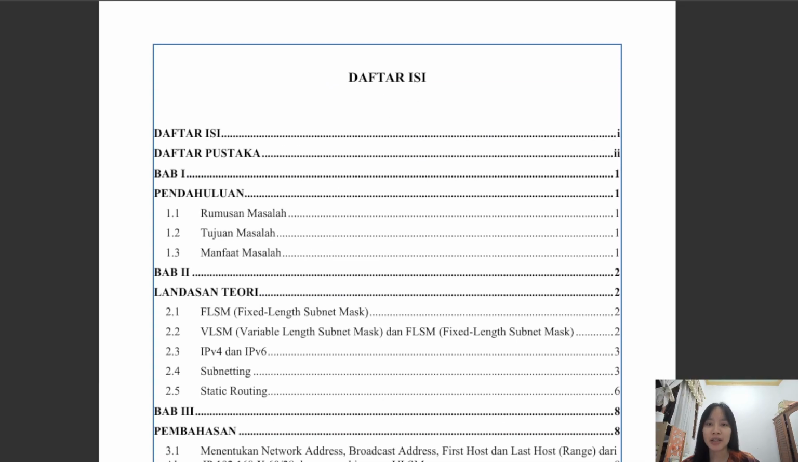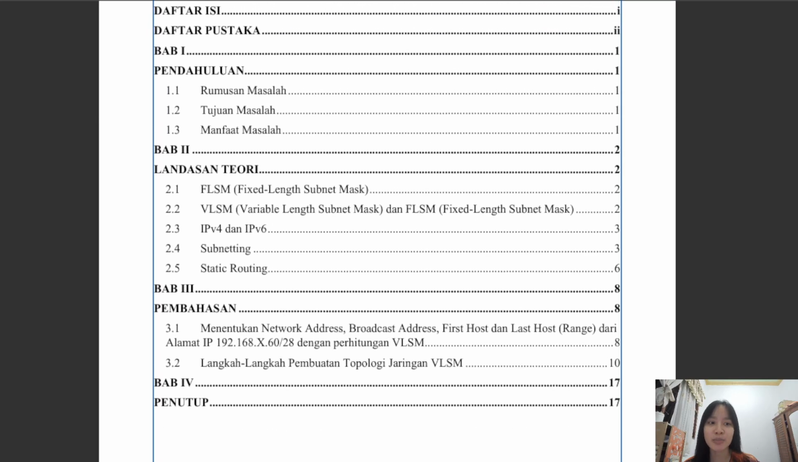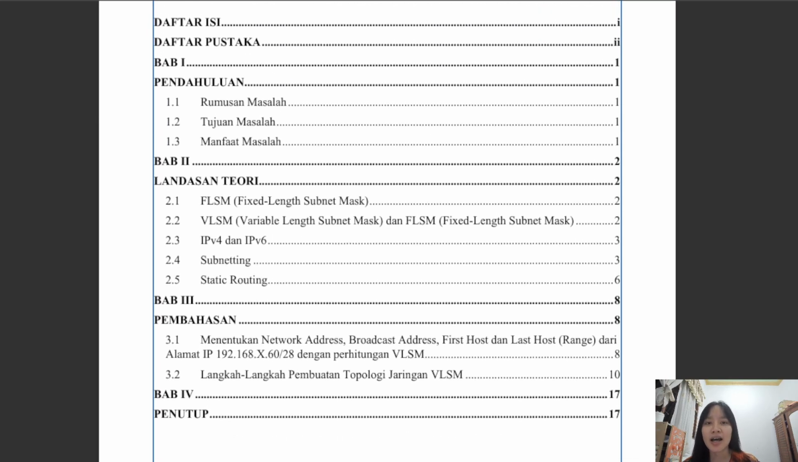And we will talk about the table of contents. In this chapter, we will talk about VLSM, subnetting, and static routing. But in this material, I display more than that. I also explain about FLSM, VLSM, IPv4 and IPv6, subnetting and static routing.